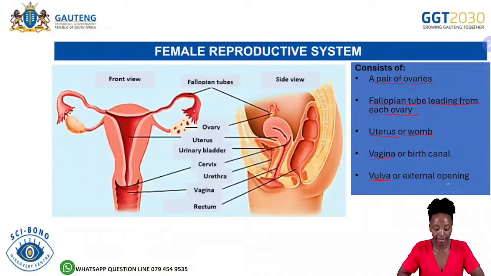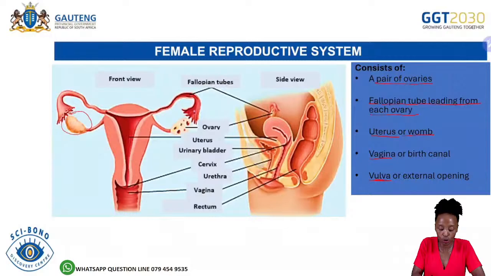So now let's look at the diagram. Starting from here, these are the ovaries. There's a pair of ovaries because there's 2 of them found on each side of the uterus. This whole thing here is the uterus, and on each side of the uterus there's a pair of ovaries, and then extending from the ovaries to the uterus are these tubes here.